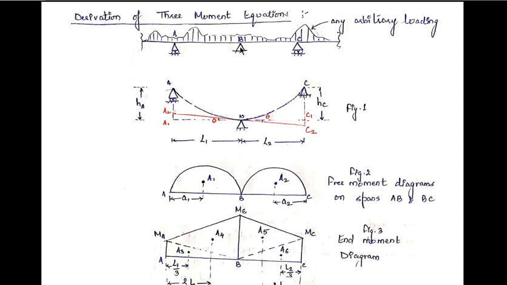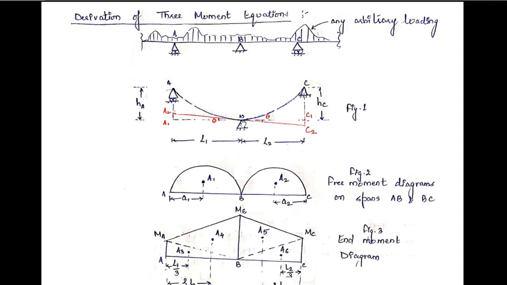Suppose your support B settles through some distance. Settle means it yields through some distance. Suppose I draw a horizontal line at B, the height of point A with respect to point B is HA, and the height of point C with respect to point B is HC. Suppose the distance of A from B is L1 and the distance of C from B is L2.